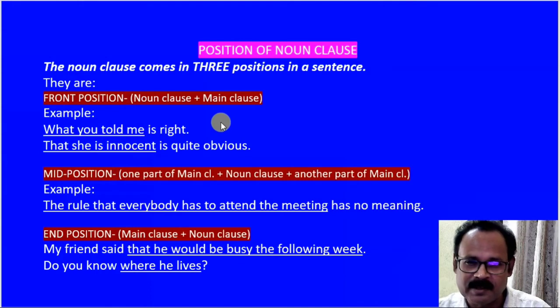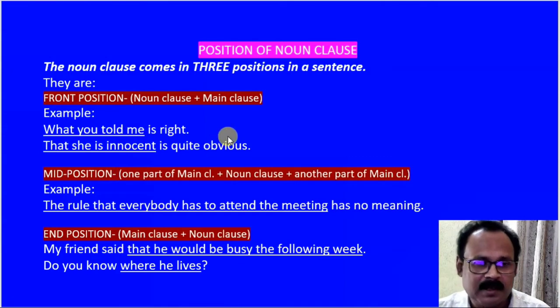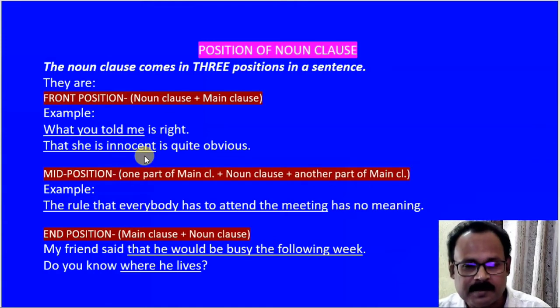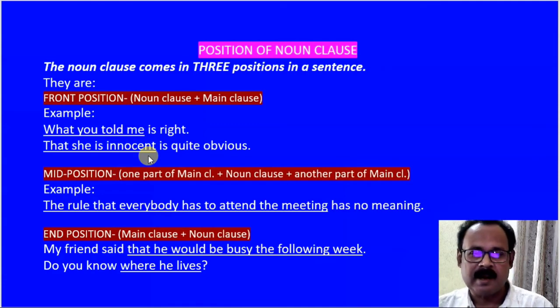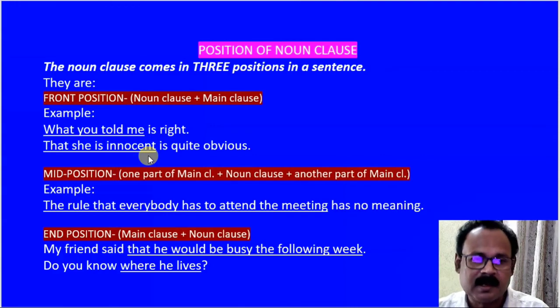That means front position, I have written the structure here, front position. That means noun clause plus main clause. Example, what you told me is right. So what you told me, this is the noun clause that comes at the beginning of the sentence. That means noun clause plus main clause. What is the main clause here? It's right. That means it is omitted here, it is right. Then in the second example, that she is innocent is quite obvious. The first one is the noun clause, that she is innocent. This is the noun clause, and this comes at the front of the sentence. So this is the front position, that she is innocent is quite obvious. So here the noun clause is that she is innocent, and the main clause is it is quite obvious. So this is front position.